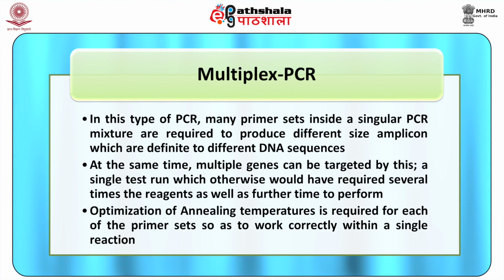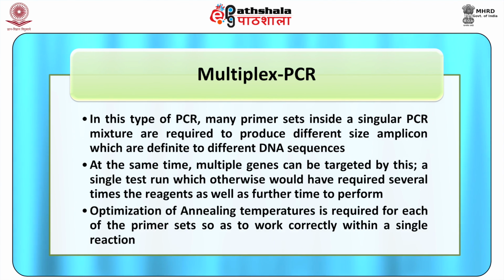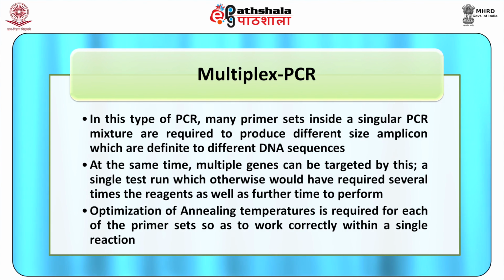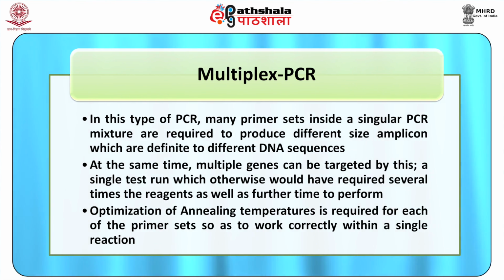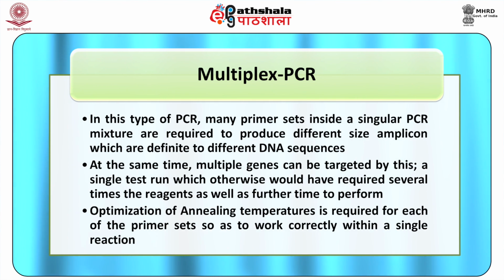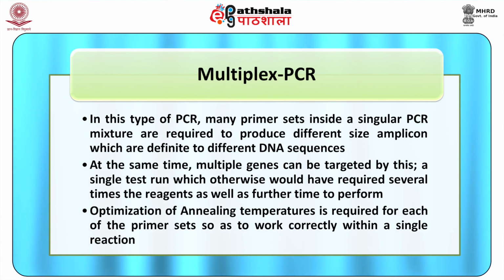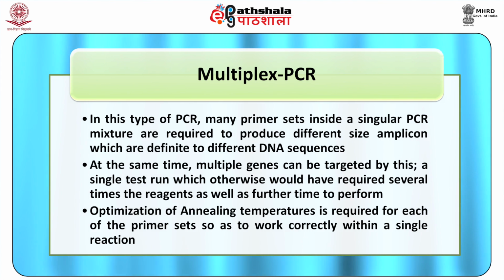Multiplex PCR. In this type of PCR, many primer sets inside a single PCR mixture are used to produce different size amplicons which are specific to different DNA sequences. At the same time, multiple genes can be targeted by this, in a single test run, which otherwise would have required several times the reagents as well as further time to perform. Optimization of annealing temperatures is required for each of the primer sets so as to work correctly within a single reaction.